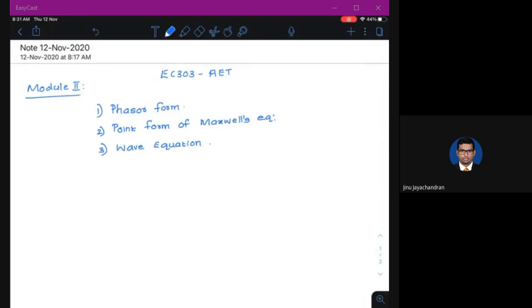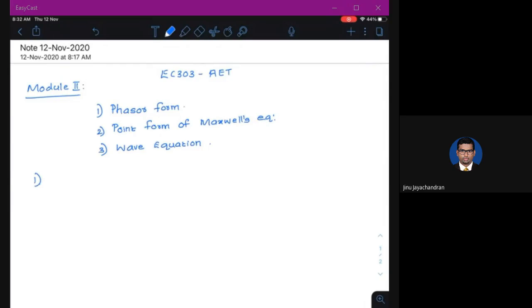So the Maxwell's equations are very important because we'll be using them till the end of this course. We'll be reusing the equations, and even for the wave equation, we are going to derive the wave equation using the Maxwell's equations. Okay. So let's look at the first point, which is the phasor form.